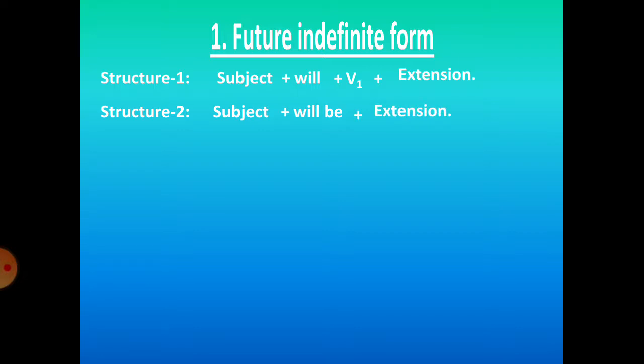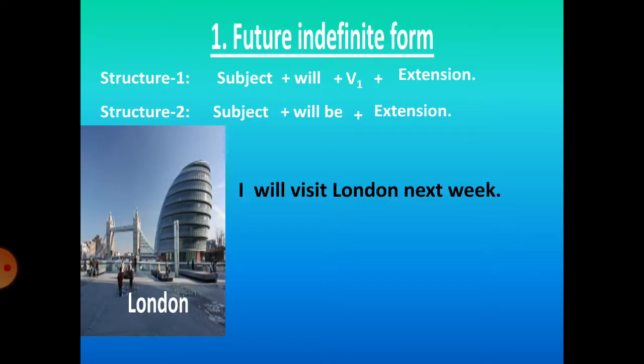Here are the two structures. The first one is subject plus will plus verb 1, that means the verb of present form, then extension. And structure 2 is subject plus will be plus extension. Can you make a sentence? I will visit London next week. Which structure is followed? First structure. Okay.